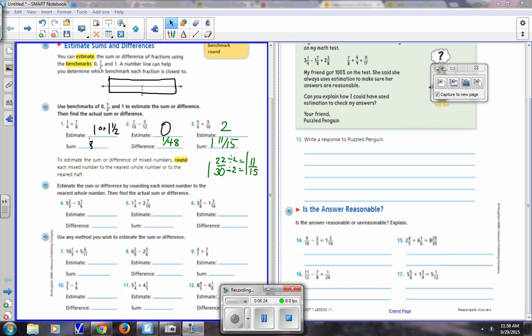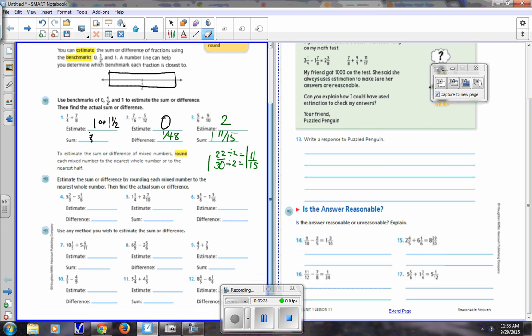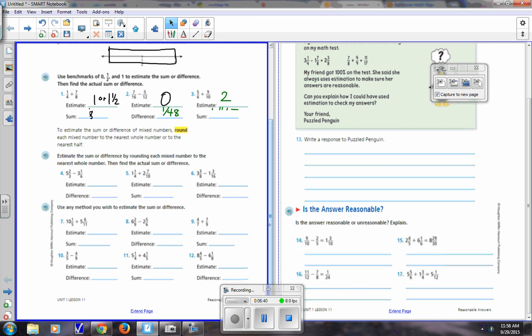So we just used our benchmark without the mixed numbers. When you throw the mixed numbers in, you have to start rounding a little bit. You have to estimate the sum or difference by rounding each mixed number to the nearest whole number. And you're going to use your knowledge of that whole again. So like 5 2/3. 2/3 is almost a whole one, right?